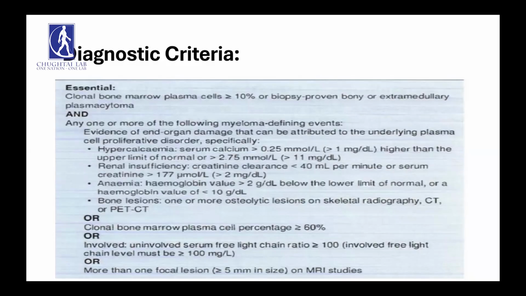Or we can also diagnose multiple myeloma through more than 60 percent plasma cells in the bone marrow. Or we can diagnose multiple myeloma on the basis of a serum free light chain ratio of more than 100.